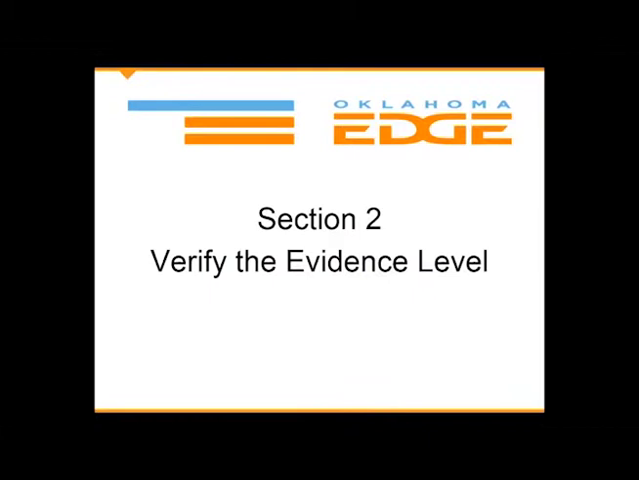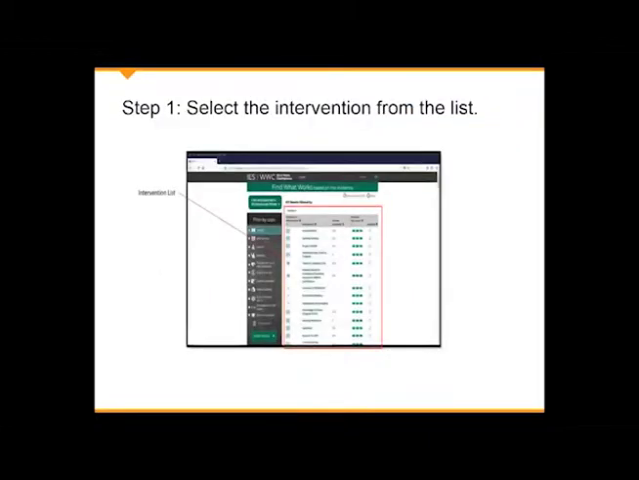Section 2 is where we'll start to verify the evidence level. So step 1, you'll select the intervention from the list.